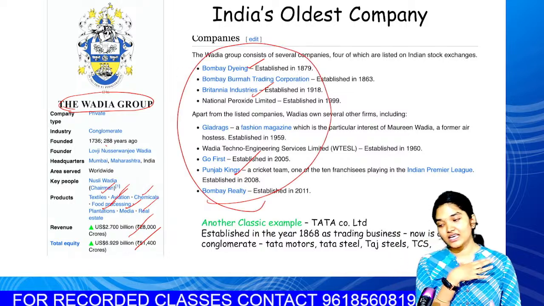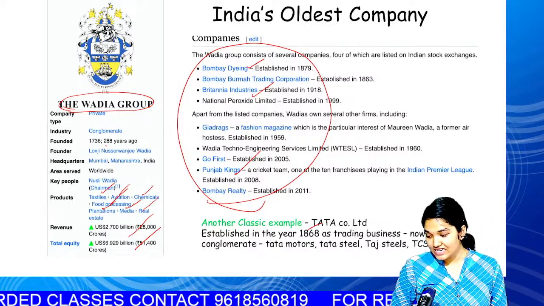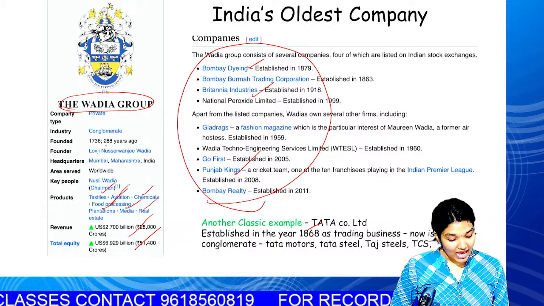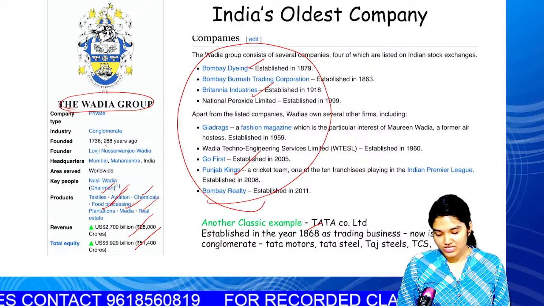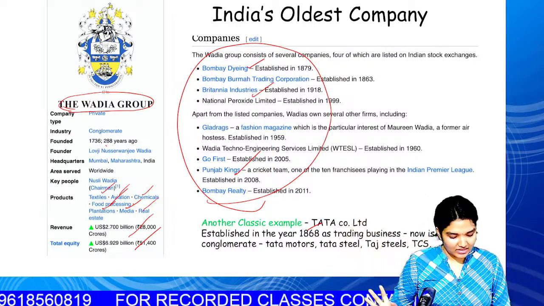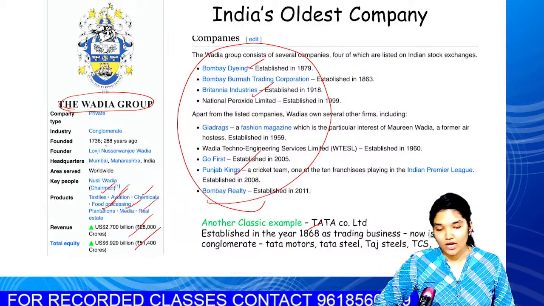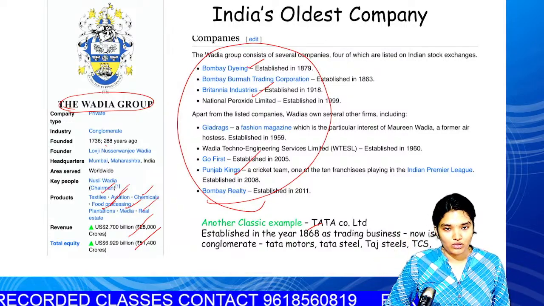So another classic example for old companies is Tata Sons Limited. It was established in the year 1868 as a trading business. First it was established as a trading business, but now it has opened its wings in many areas like Tata Motors, Tata Steel, Taj Hotels, TCS. Tata has purchased many car brands also, Jaguar, Land Rover.